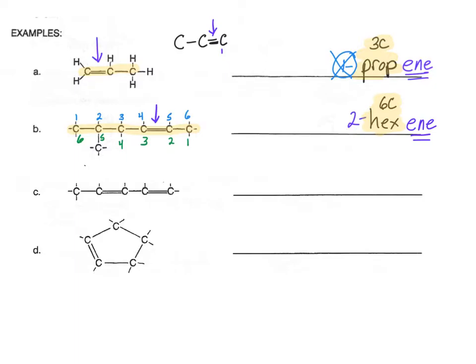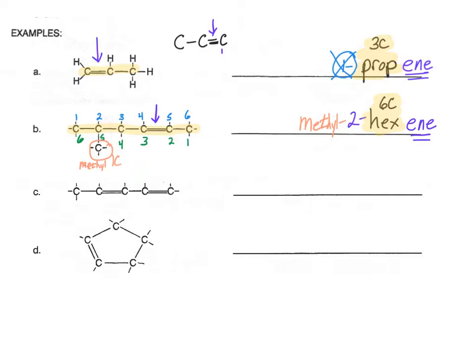Next, we add in our substituents. Here we have a side chain with just 1 carbon. That is a methyl group. So we know that this is going to be a methyl 2-hexene. And finally, we're going to number that carbon. So what number do you think it is? Is it 2 or is it 5?